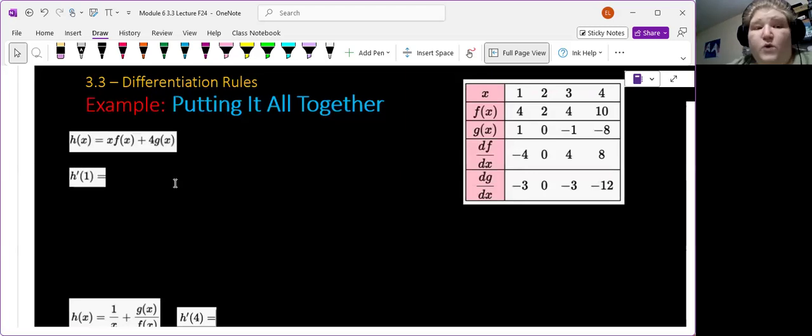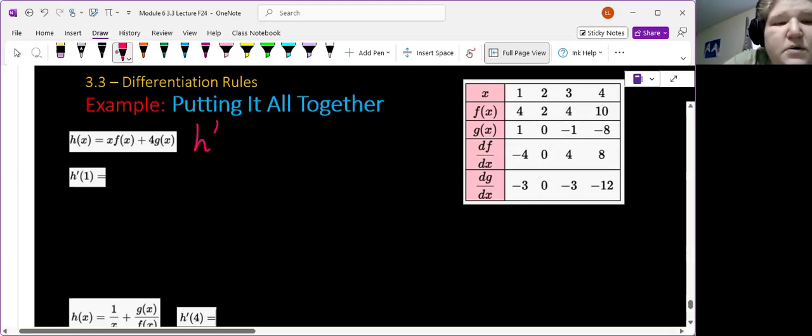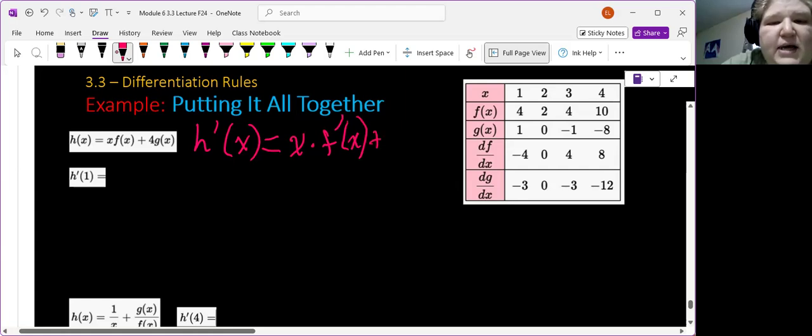So before we can do h prime of 1, we should do h prime of x. Now our x times f of x, that is a product rule. So it'd be x times f prime of x plus f of x times the derivative of x is 1.